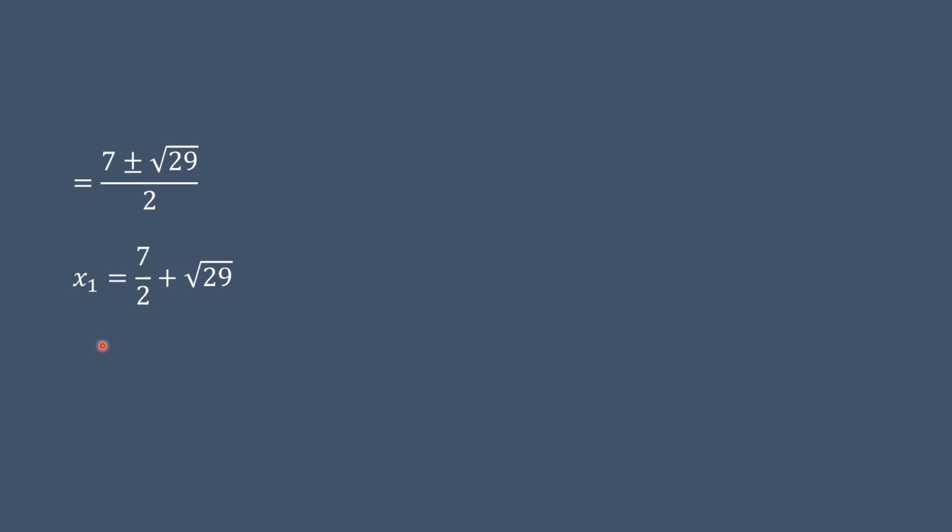So our first solution is 7 over 2 plus the square root of 29. And the second solution is 7 over 2 minus the square root of 29.